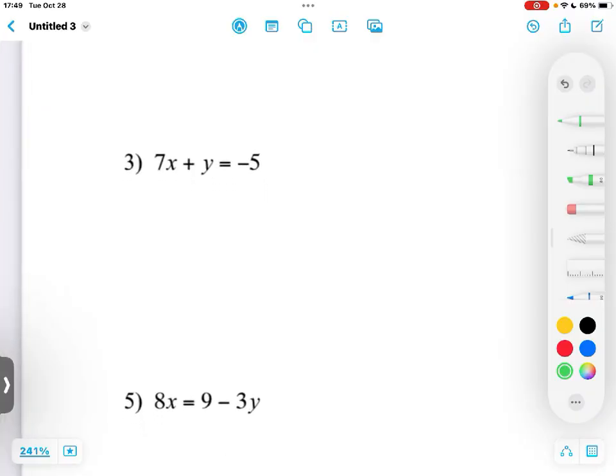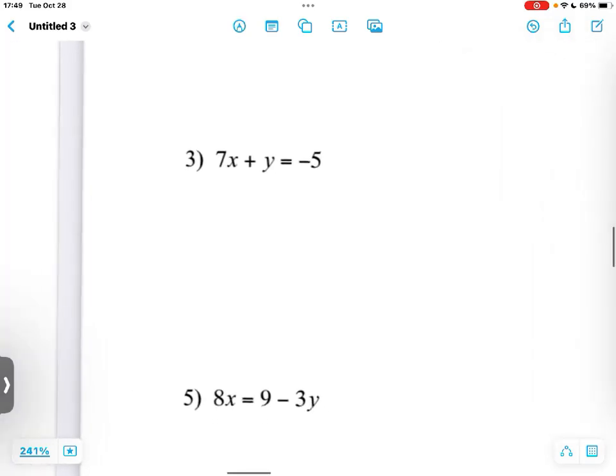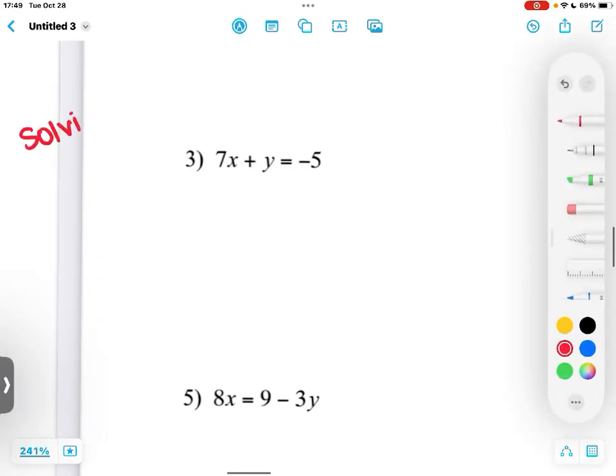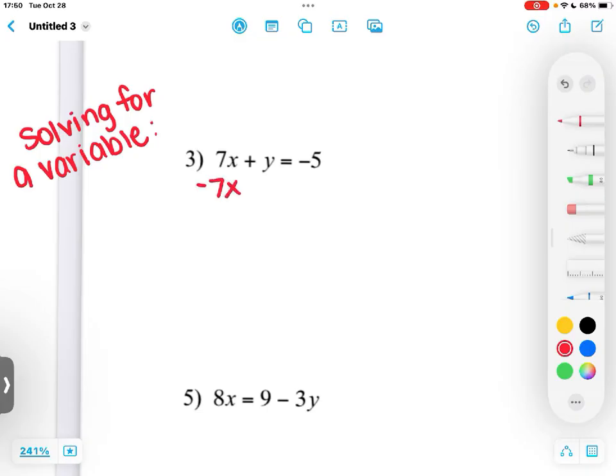Number 3, we have to solve a little bit, but nothing too drastic. We have to get y by itself. At this current moment, it's 7x plus y. Something I like to point out is that when solving for a variable, we do PEMDAS backwards, so your order of operations backwards. Since I see addition here, a positive 7x, we will need to subtract 7x on both sides.